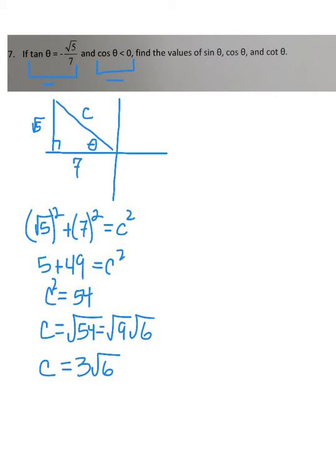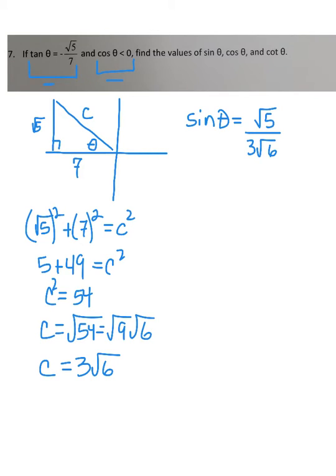So there's your hypotenuse. All right, so let's look at the first thing that they want. So the first thing they want is sine. Now remember that the sine is the opposite over the hypotenuse. So sine is opposite, which is the 5, over the hypotenuse, which is 3 radical 6.